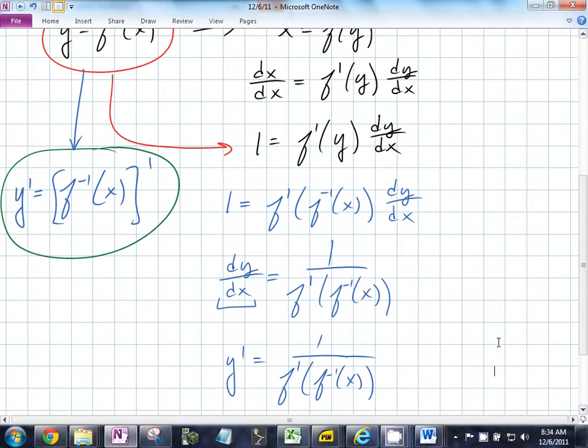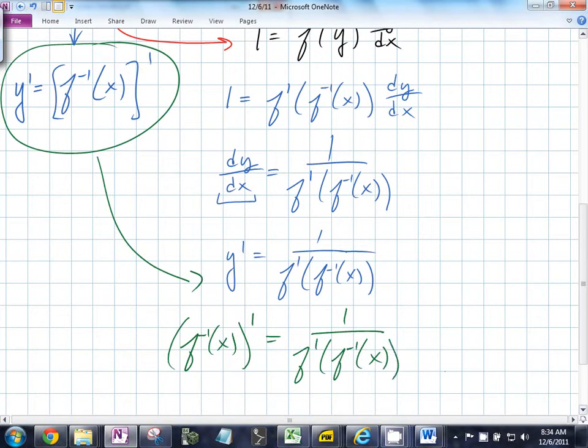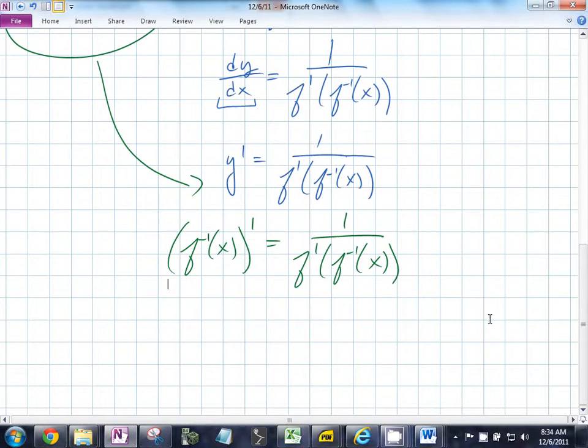We end up with this is equal to that. So what do you end up with? The derivative of f inverse of x is equal to 1 over f prime of f inverse of x. So what does this say? If you want to take the derivative of the inverse at a value, what do you do? One over the derivative evaluated at the inverse of that value. Yes, that's correct.